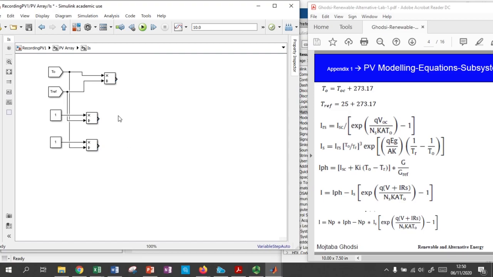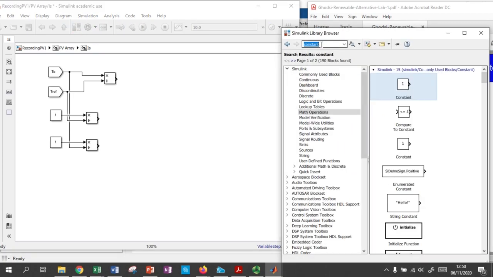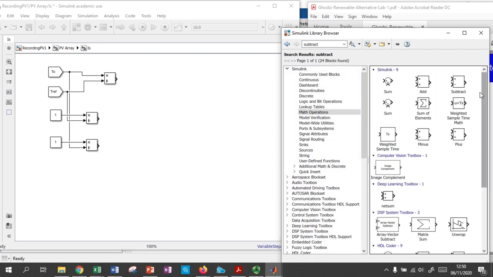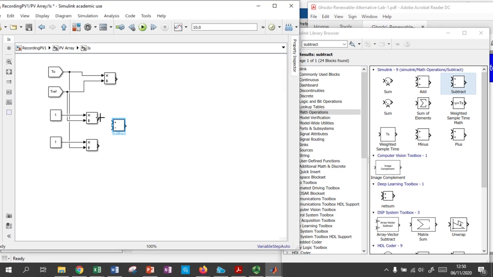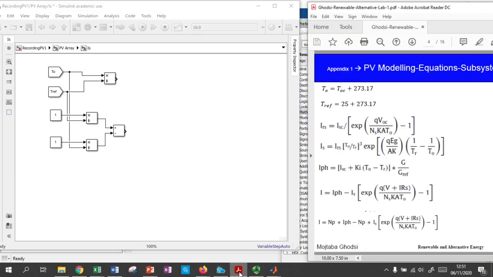Then we should subtract them from each other. Then I will find a subtraction. The subtract, then easily we can find the subtract. We will put it here, and this one is the subtract one. Okay, the subtract is here. This is this part that we have. Now look to the other part. Look to the other, 1 over TR minus 1 over TO.